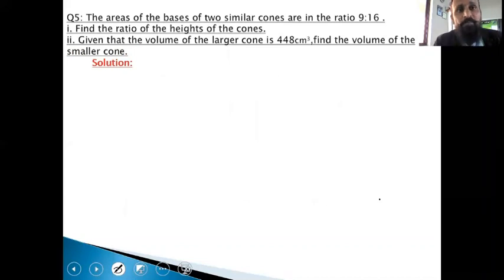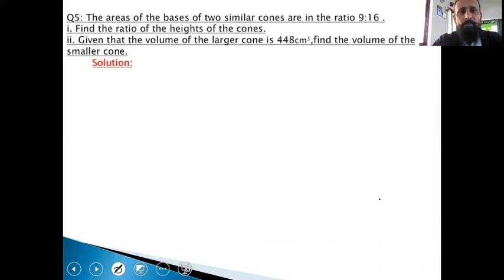Okay, this is question number 5. The areas of the bases of the two similar cones are in the ratio of 9:16. Find the ratio of the heights of the cone. Given that the volume of the larger cone is 448 cm cube, find the volume of the smaller cone. So this is a mixed blend of both areas and volume.